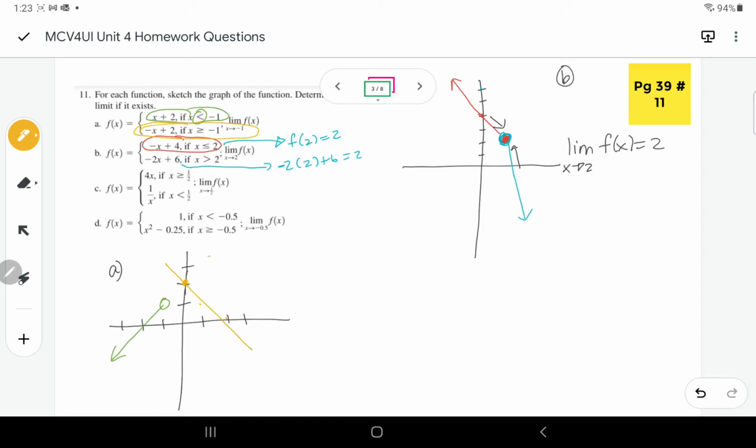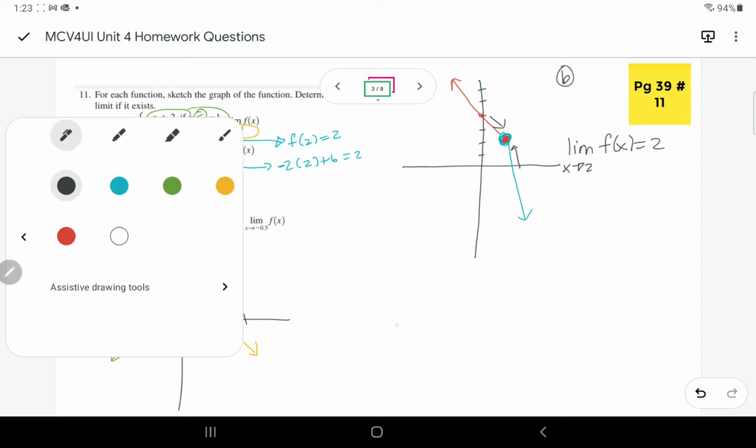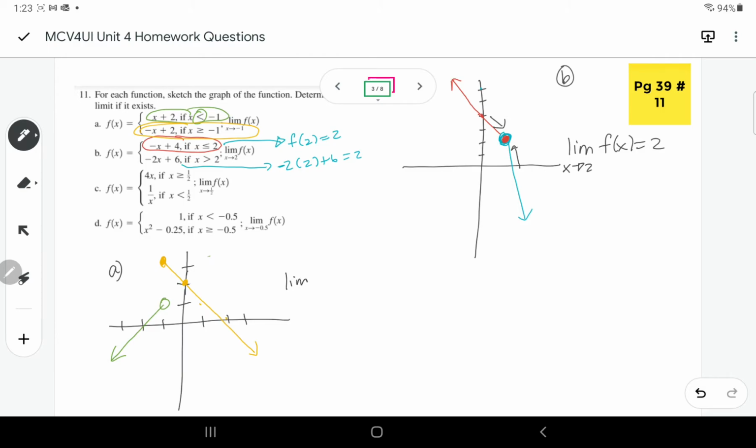So yeah, that one will be a filled in circle, but the gap between the two pieces, this one won't exist. So the limit as x approaches negative 1 from the left of f at x is 1, and the limit as x approaches negative 1 from the right of my function is 3.